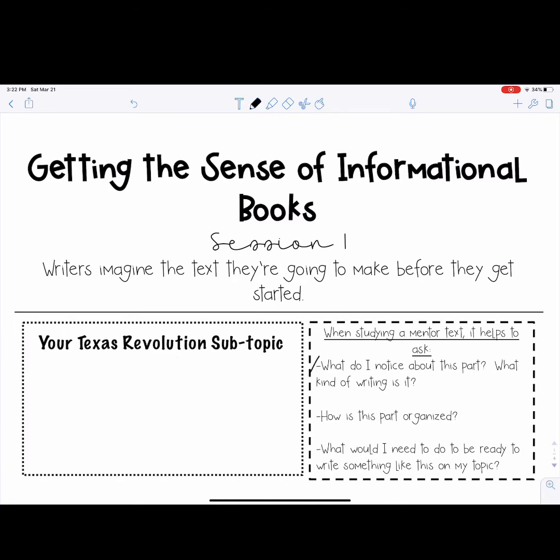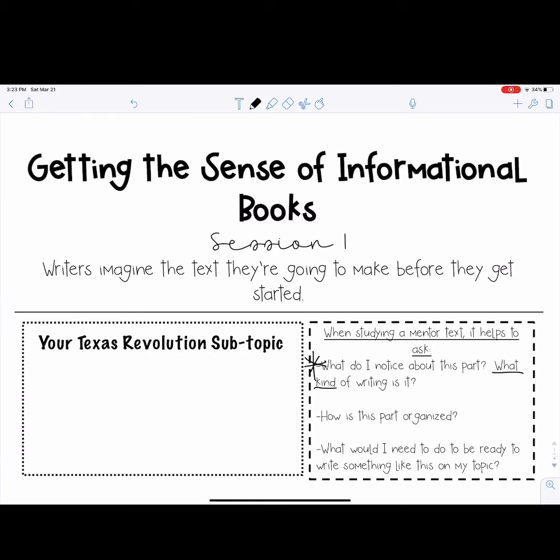The first question is, what do you notice about this part? What kind of writing is this? And when the question says what kind of writing this is, it is talking about the genre. What genre is it? Is it informational? Is it persuasive or an opinion? Or is it narrative? Is it telling a story? That's what the question means, what kind of writing it is.